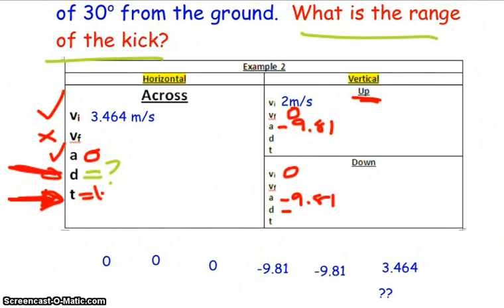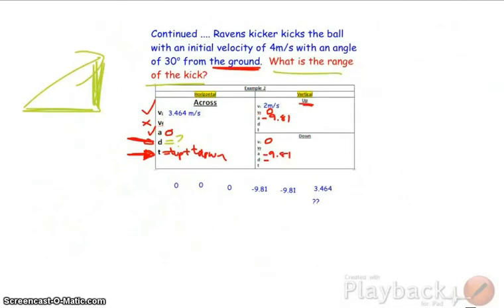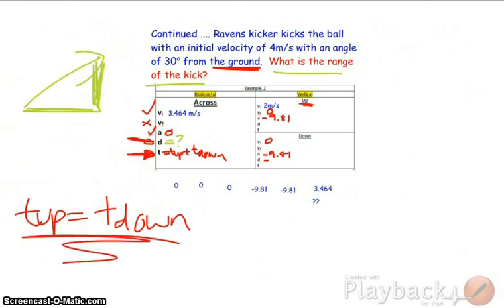T equals time up plus time down. Now it left from the ground and returned. So in this case, okay, not always true, but in this case, time up is going to equal time down. Right? Because it left from the same height it returned to. So vertically, time up equals time down. So all we need to do is find one of those times. Well, let's see, which one can we do? We only know 2 things in down, but we know 3 things in up. So we can find our up time.